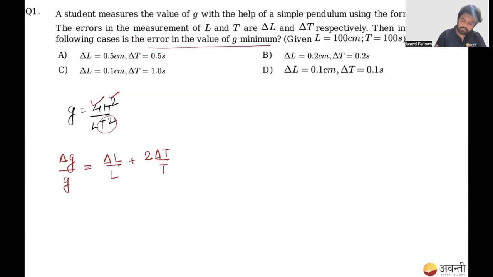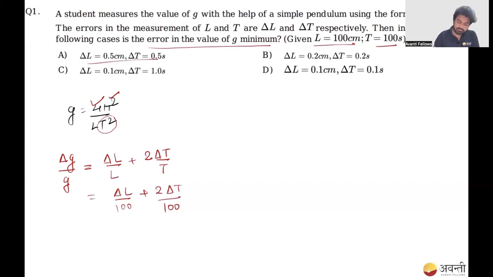So we will put the values, right? First of all, what values are given? Length is given 100 centimeters, time is given 100 seconds. So delta L upon 100 plus 2 delta T upon 100 seconds. Now we will put the values option by option to get the minimum value. You can try by your own also. So we have to put first of all the first option.